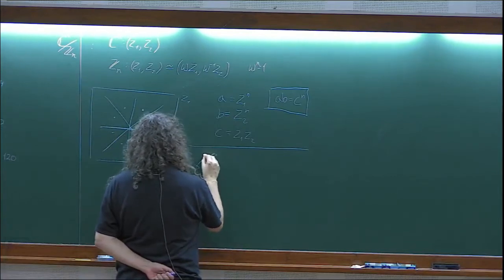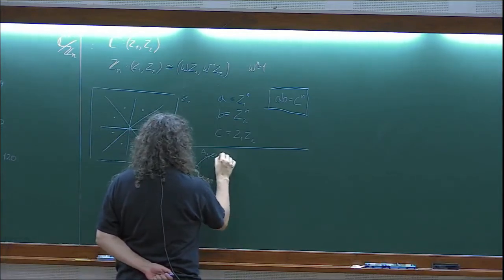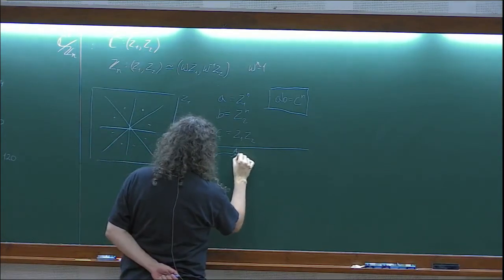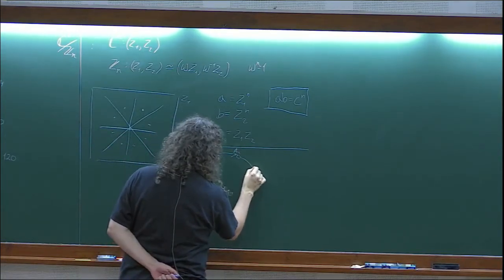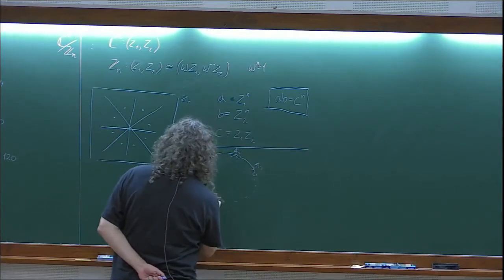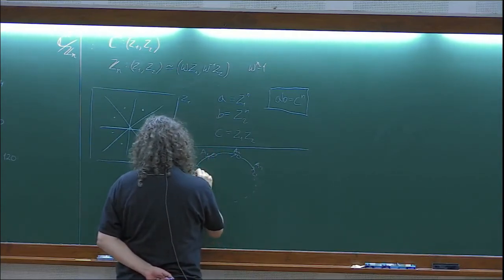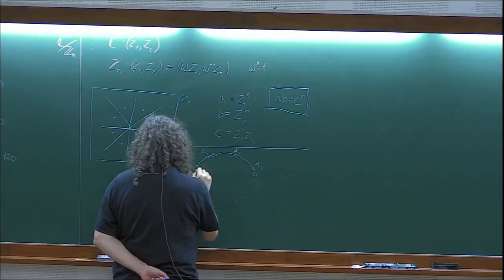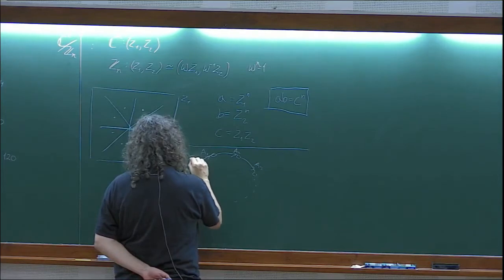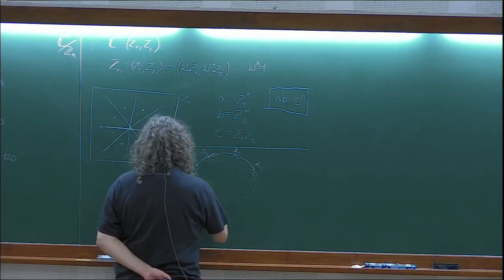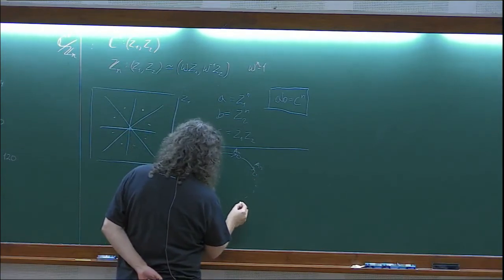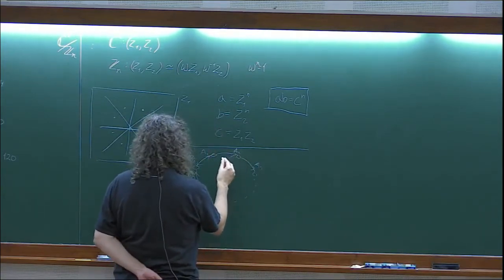Let's call them A1, A2, A3, all the way up to An. And the other ones will be B1, B2, all the way up to Bn.